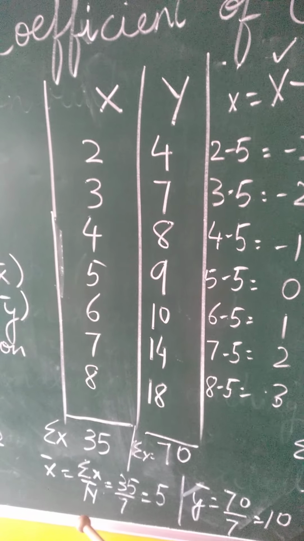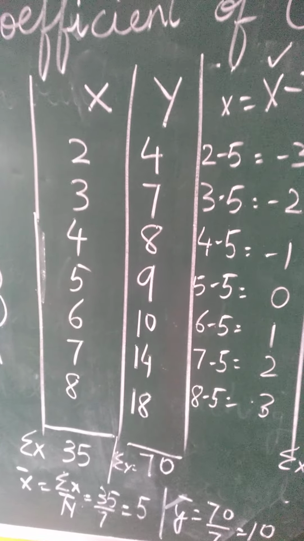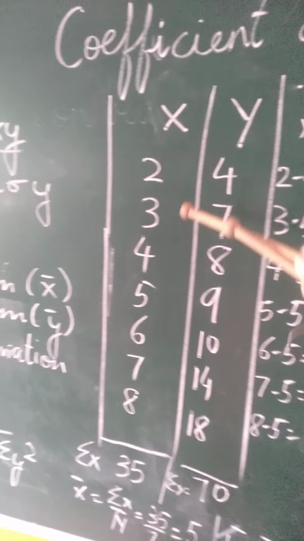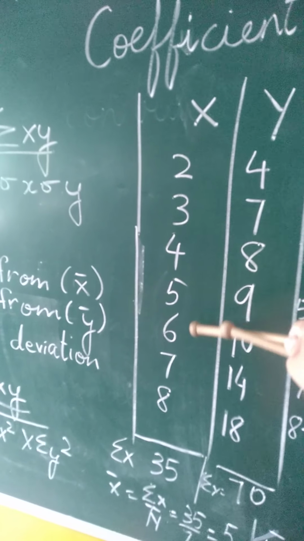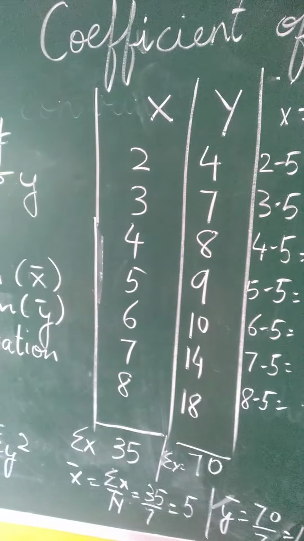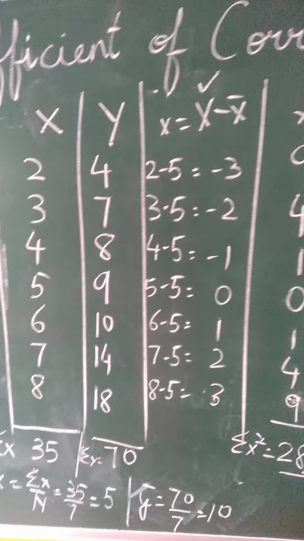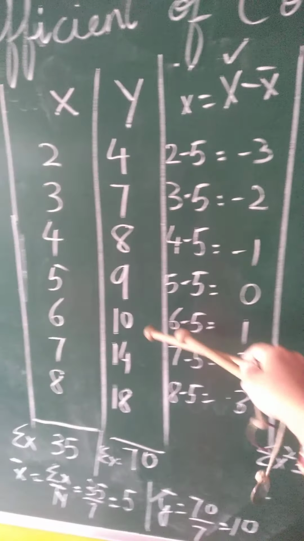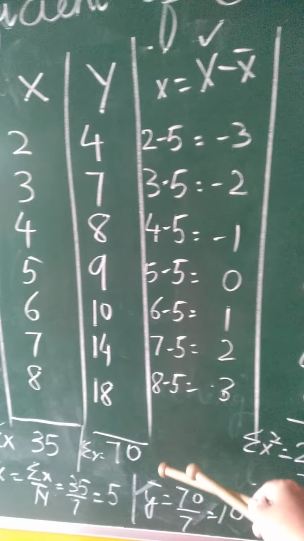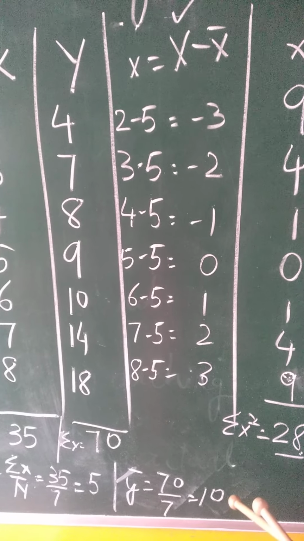Mean is equal to summation of x divided by n. So 35 divided by the total number of observations. When we count these, they are 1, 2, 3, 4, 5, 6 and 7, so n comes out to 7. In that case the mean for x comes out to 5. Similarly, we can find the mean for y. The total is 70. When we divide 70 by the number of observations, 7, it comes out to 10.